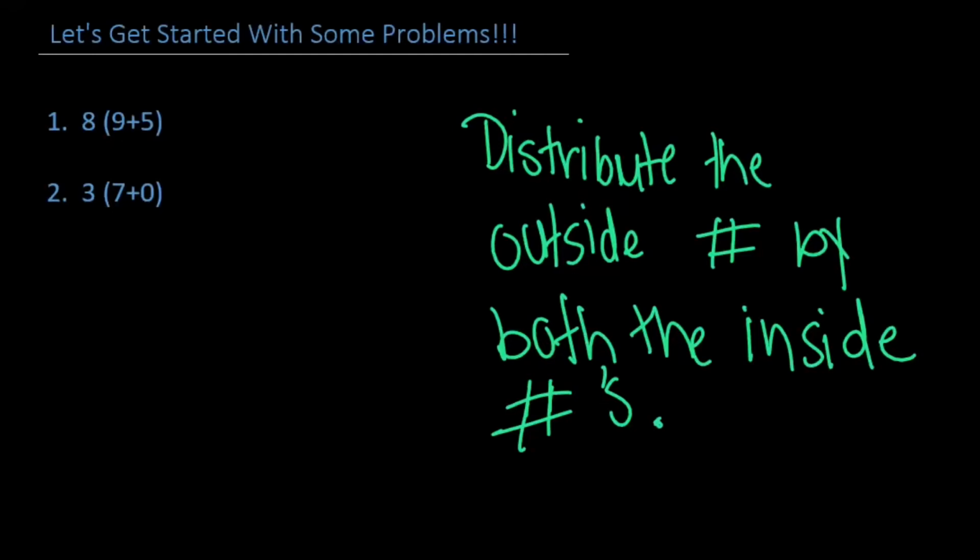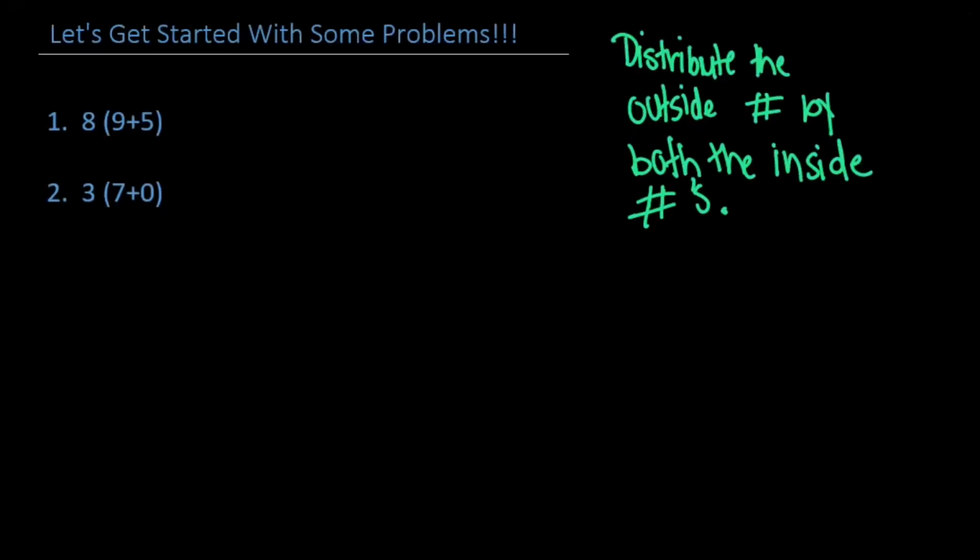And I'm going to keep this up here. I'm just going to make it smaller, so that I have more room to do my work. So first we're going to do 8 times 9. We're going to distribute 8 to 9. That is our first step. Distribute the outside number to the first inside number. So 8 times 9 is equal to 72. We write it right over here, 72.